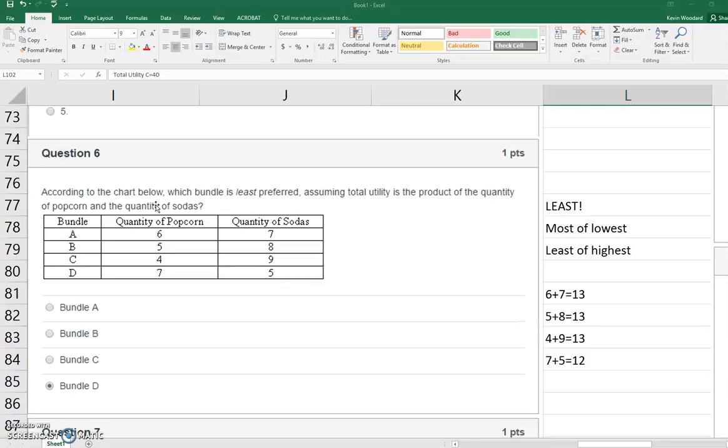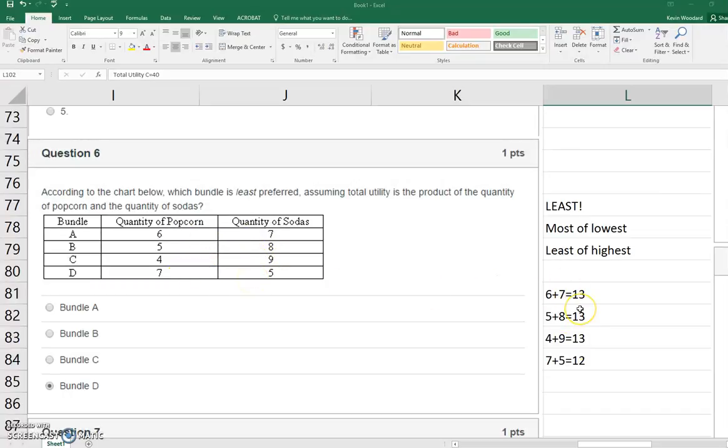Number 6, according to the chart below, which bundle is least preferred? And least is the key here. We have to look at the one that's the least preferred. We don't really know for sure what the total utility is, but all we're going to do is assume that the total utility is going to be equal for the quantity of popcorn and the quantity of sodas. So those being equal, all we have to do is go ahead and add these quantities together.